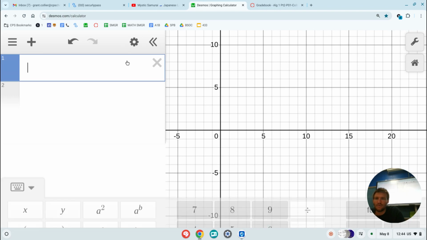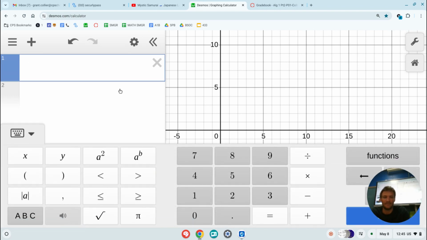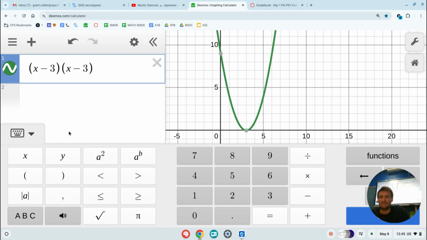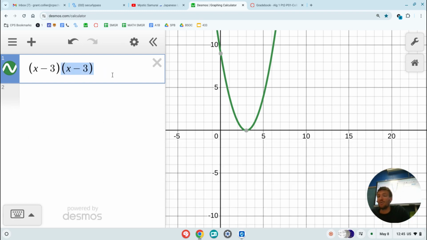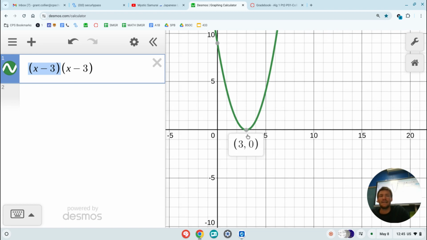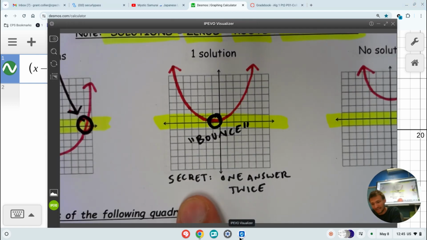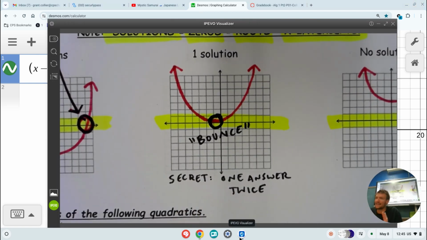To prove it to you on Desmos, if we type in something like (x minus 3) and again (x minus 3), that's how we get this nice bounce. When we have a double repeat, it ends up touching 3. As you can see, only 3. There's not another line, but it's 3 twice. Now factors and solutions are opposites. That's why a -3 makes a +3, but that's for another day. So the secret here is that one solution is actually secretly 2, but it only looks like 1.